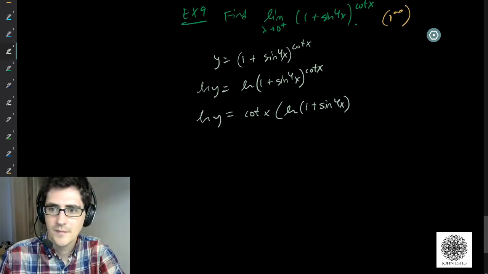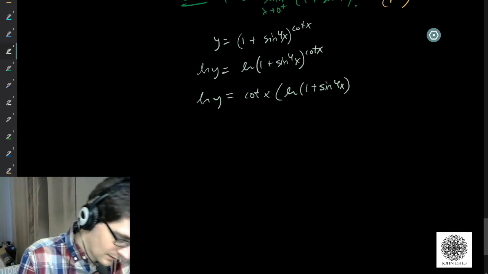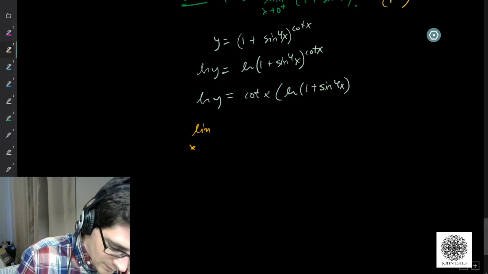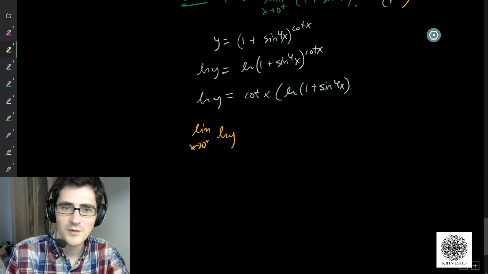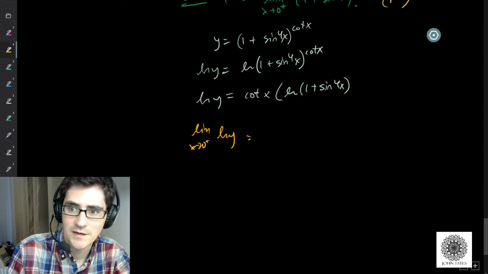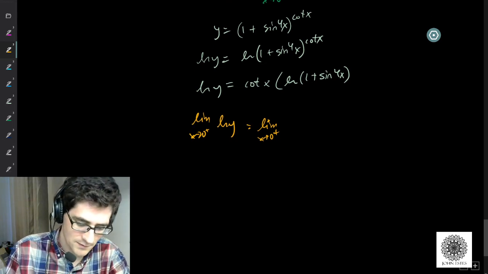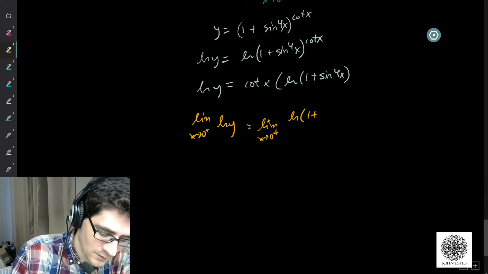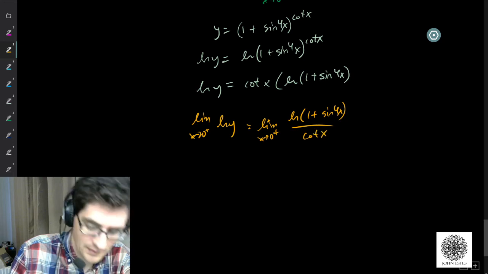Now what I want to do is let's look at the limit as x approaches 0 from the right of ln y. Okay, so we're taking that limit on both sides here. And I'm going to do something kind of clever. I remember that cotangent is 1 over tangent. So I'm going to have the limit as x approaches 0 from the right of ln of 1 plus sine 4x over tangent x.